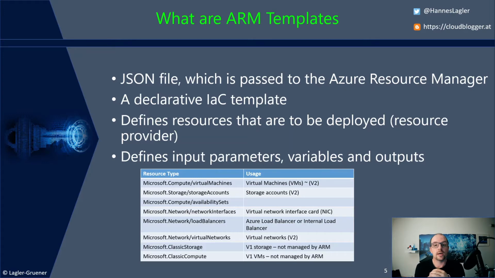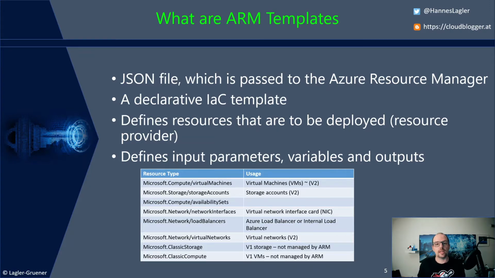resource providers. For example, if you want to deploy a virtual machine in Azure, you have to choose the resource provider Microsoft.Compute/virtualMachines. If you want to deploy a virtual network, you have to define the resource provider named Microsoft.Network/virtualNetworks. When you develop infrastructure as code or ARM templates, you have to define your input parameters, you can define variables and, for sure, output parameters.